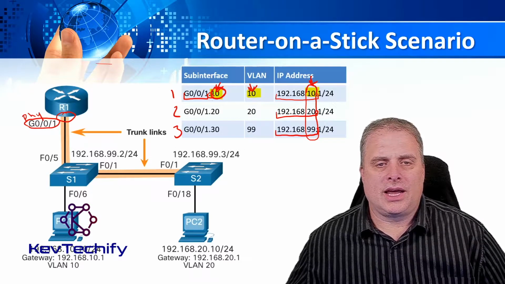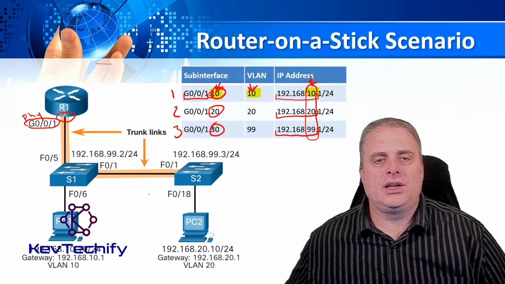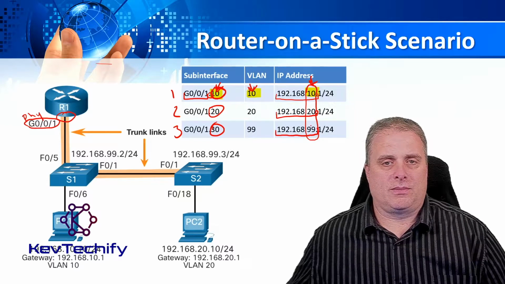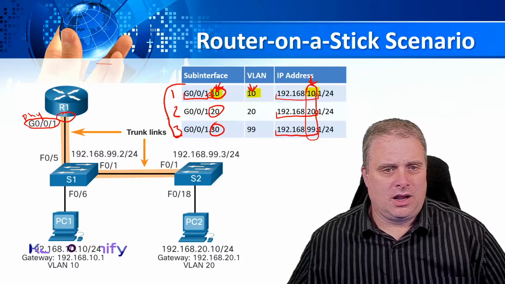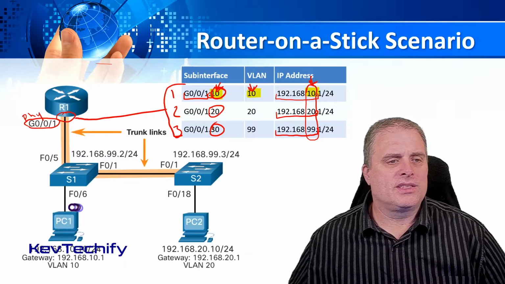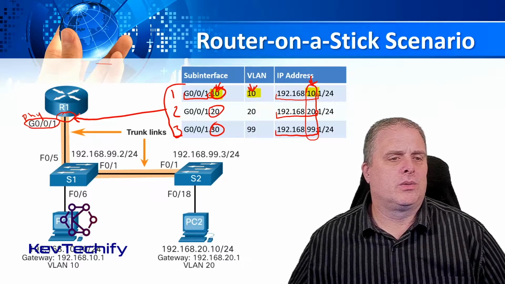We have the 10 network, the 20 network, and the 30 network. Those numbers all match up. These virtual interfaces are all associated with this physical interface right here.